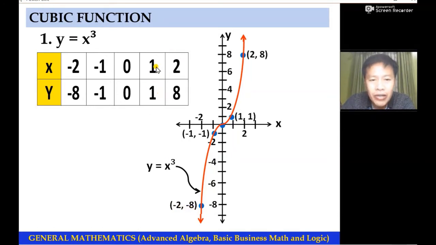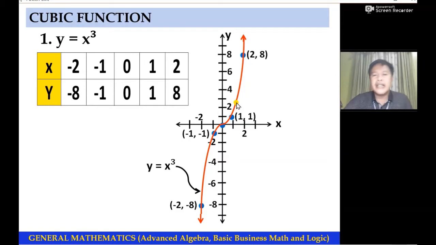If x is equal to 1, y is 1. So 1, then move upward 1 unit, and this is our point. If x is equal to 2, y is 8. So 1, 2, then move upward because your y is positive: 1, 2, 3, 4, 5, 6, 7, 8. This is the point with coordinates 2 and 8.